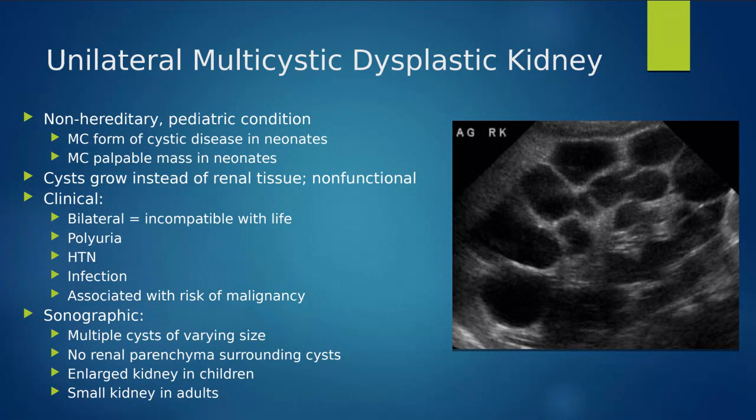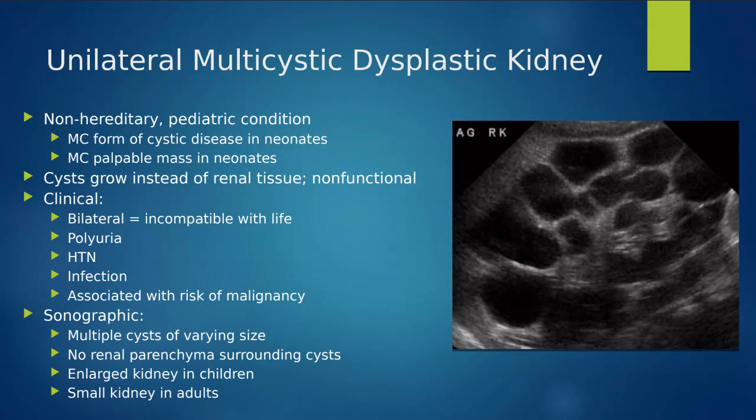On ultrasound, we are going to see this kidney-shaped ball of cysts. We're not going to see any renal cortex, any renal sinus. We're going to see no renal parenchyma. We're just going to see pockets and pockets of cysts where the kidney tissue should be. So this is going to be pretty enlarged in children.